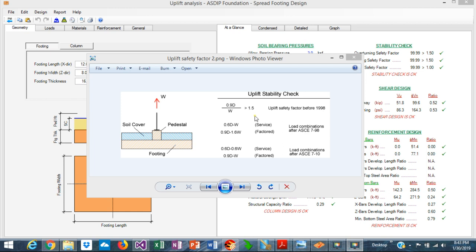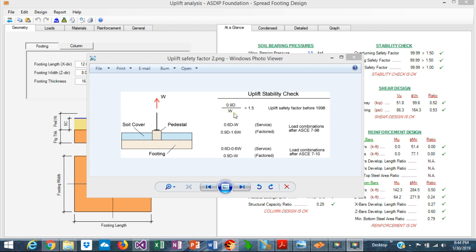Another issue was if the 0.9 dead was applied also to the footing self-weight and to the soil cover and to the pedestal. In other words, this 0.9 dead was related also to the overburden, underground structure, or just above ground, just from the superstructure loads. So these concerns were clarified in the ASCE 7-98. For the first time, they released the uplift load combinations.